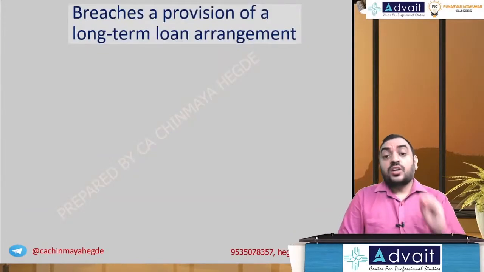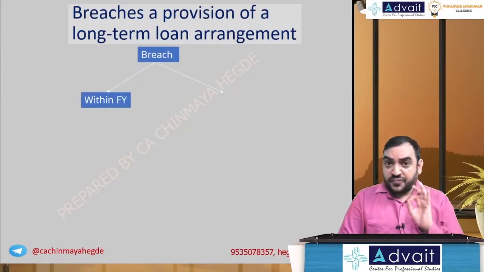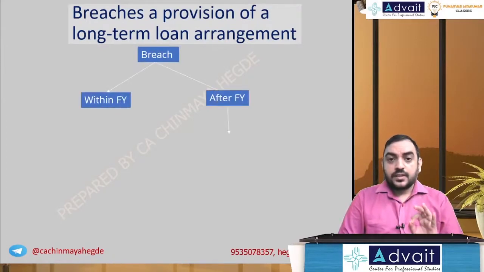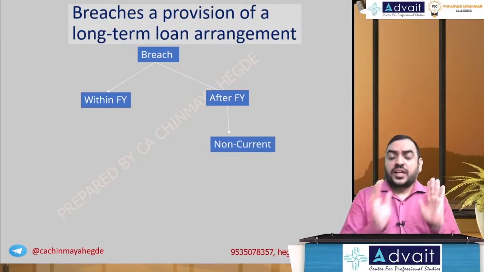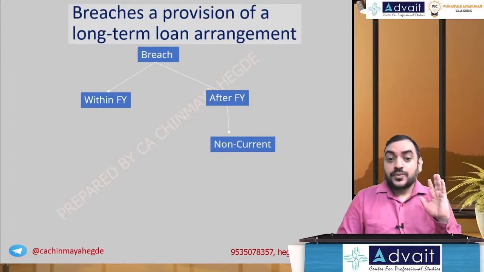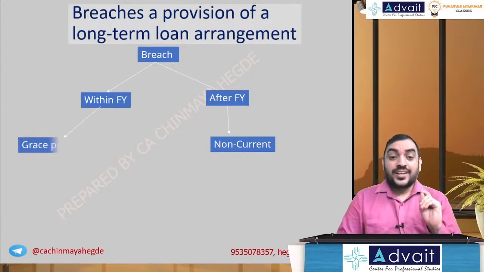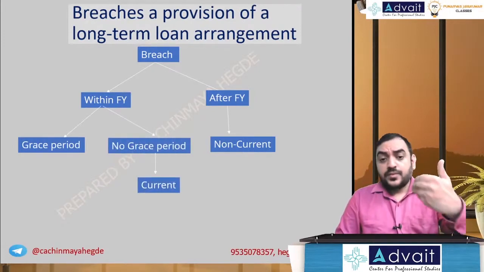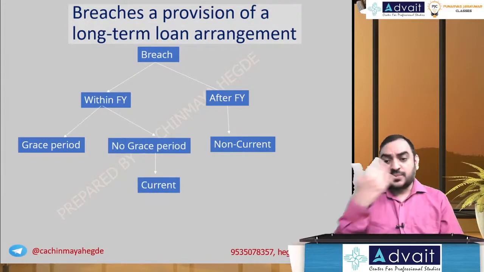Breach of long-term loan arrangement. If there is a breach within the financial year or after the financial year, if it is an after-financial-year breach, then it will not be considered for the current year. It will continue to be non-current. If there is a breach in the current financial year, then you should check for one more thing. What is that? Check for the grace period. If there is no grace period, then the breach has taken place and the non-current loan has become a current loan.